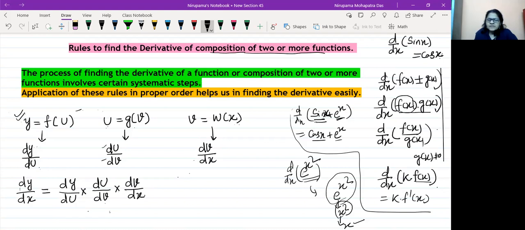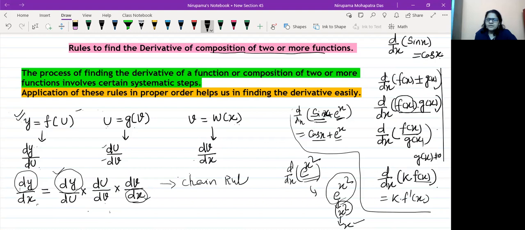So since it looks like a chain, and the chain starts with dy because we need dy here and it ends in dx. Okay, so the numerator of dy by dx starts with dy, the denominator ends with dx. That means the chain will continue till the time we get dx in the denominator, right? So it is called chain rule. It looks like a chain.